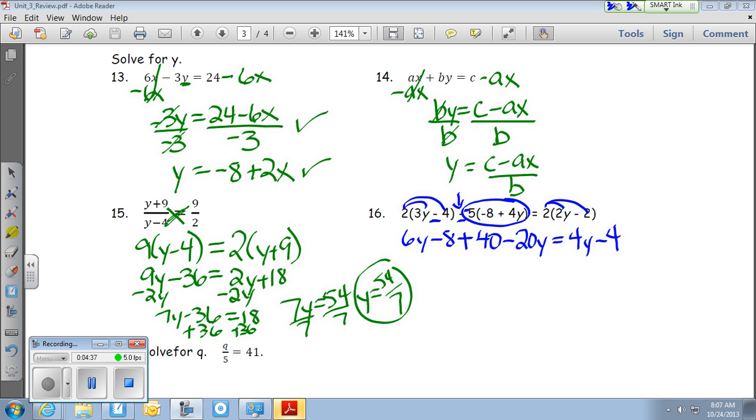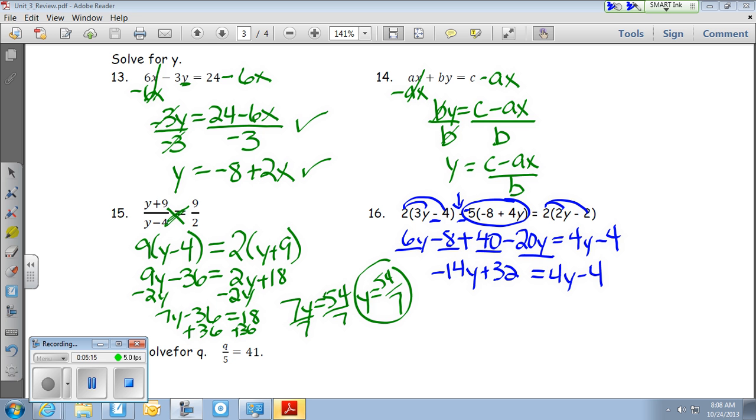Please do that very carefully. There are so many negatives involved there and distributing that I don't want you to mess up right at that first step. So be really careful, double check it before you then start combining like terms and isolating your variable. All right, so again, at this point I'm going to combine my like terms. My y's, I've got 6y minus 20y is a negative 14y. And then I have a minus 8 or negative 8 and a positive 40. That leaves me with 32 is equal to 4y minus 4.